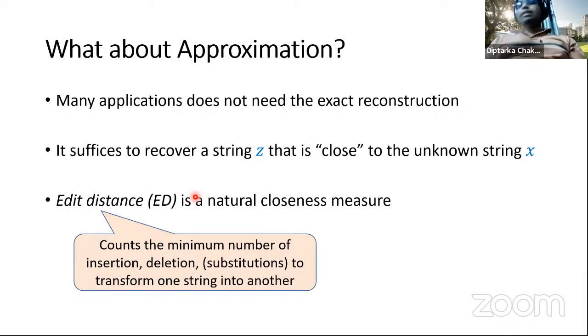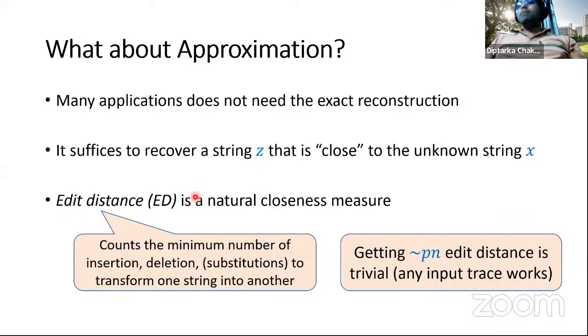Okay, so the question is, what can we do with approximation? One very trivial observation is that since the noise rate is P, any input trace is at distance roughly Pn. It is 1 plus epsilon times Pn, but let's ignore the 1 plus epsilon terms and consider it just Pn. So the question is, can we do something non-trivial? Can we get something much better than Pn? So far, we don't know any such result.